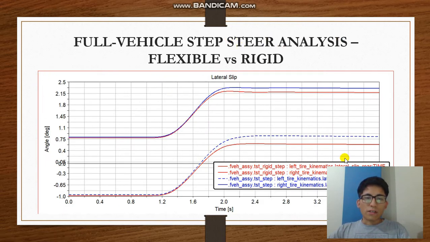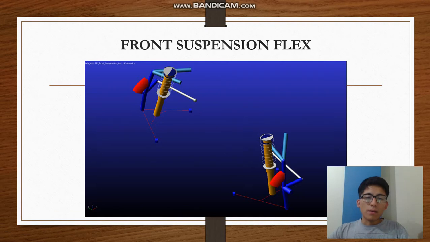In this picture, we can see the flexible versus rigid, because in this picture of the suspension, we change the characteristic of components. This is flexible and this is rigid.